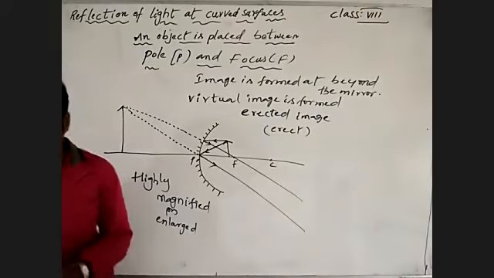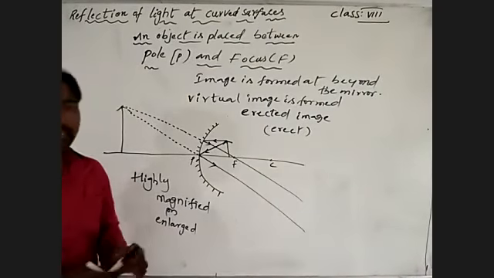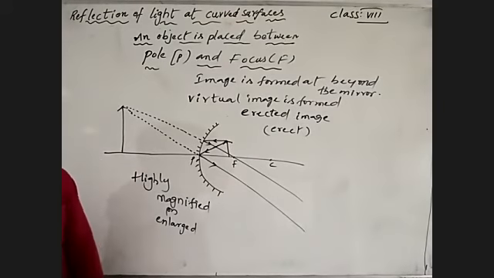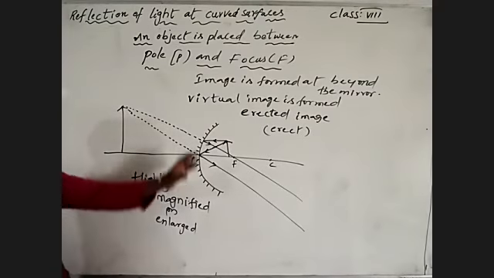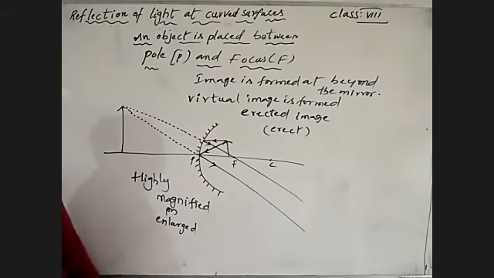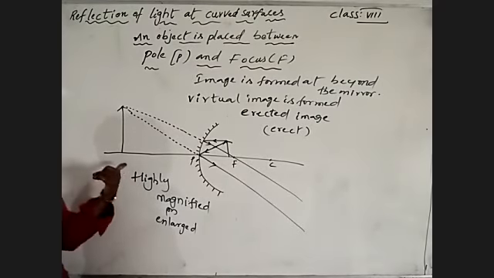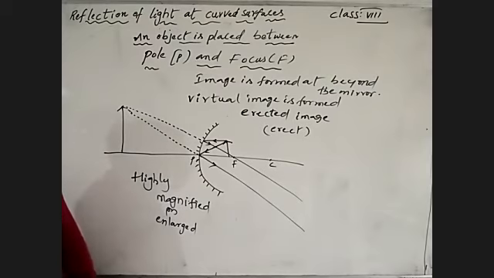The image size is increased, more than 2 times. So a highly enlarged or highly magnified image is formed when an object is placed between pole and focus. Understand? Image formed beyond the mirror, virtual and erect image, highly magnified image.